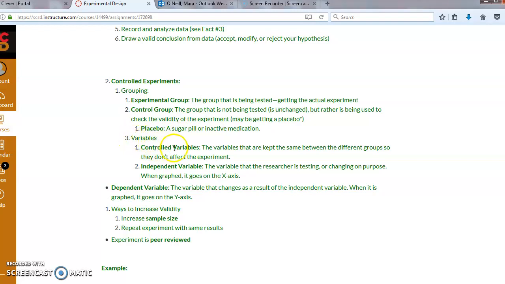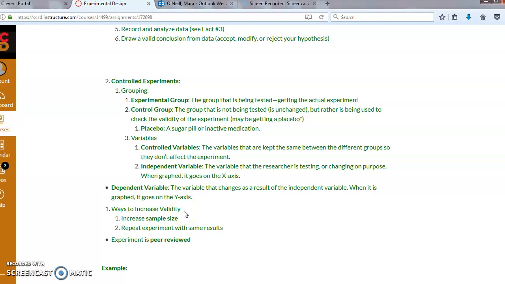3. Variables. Controlled variables. The variables that are kept the same between the different groups so they don't affect the experiment. Independent variable. The variable that the researcher is testing or changing on purpose. When graphed, it goes on the x-axis. Your dependent variable is the variable that changes as a result of the independent variable, what you're changing on purpose. When it is graphed, it goes on the y-axis.